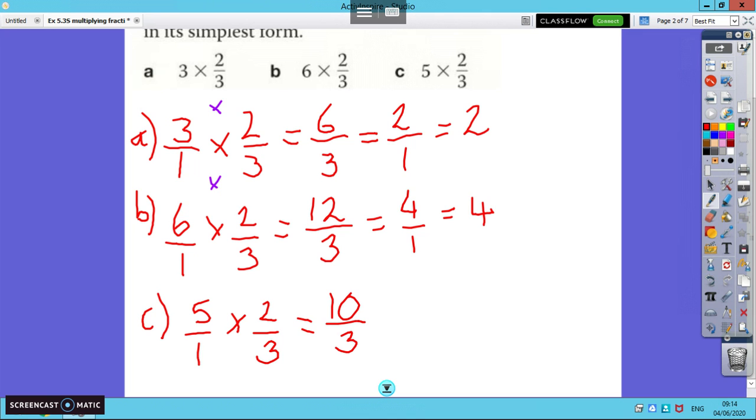Now I could write it as a mixed number if I wanted to. So how many 3's go into 10? 3 do, with 1 left over. So 3 1/3. I could write it like that, but this is absolutely fine. Okay, I can't simplify it, so I just leave it like 10/3. Okay, so make sure you've got those 3 down.